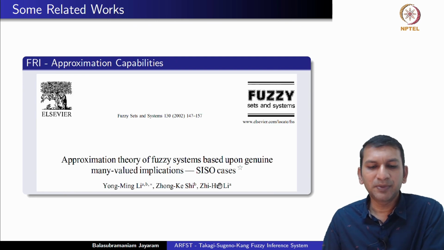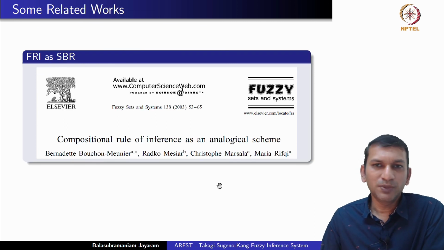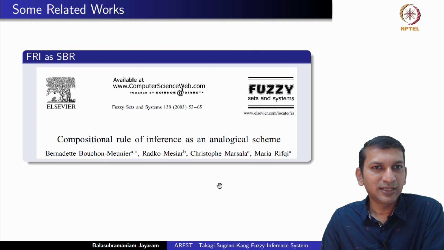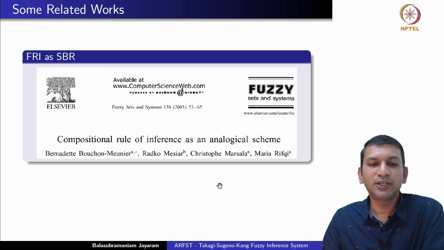This is yet another paper discussing the uniform approximation or universal approximation capabilities of fuzzy relational inferences. And finally, as was mentioned, under some conditions on the operators, an FRI can also be seen as an SBR. This is something that we'll take up in one of the oncoming lectures, but this is one paper, a work related to that.